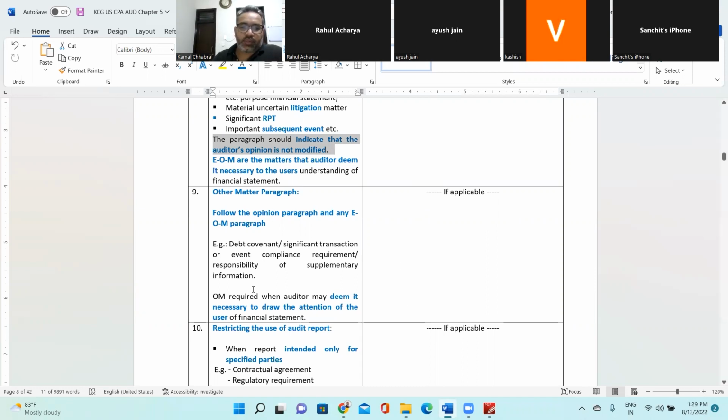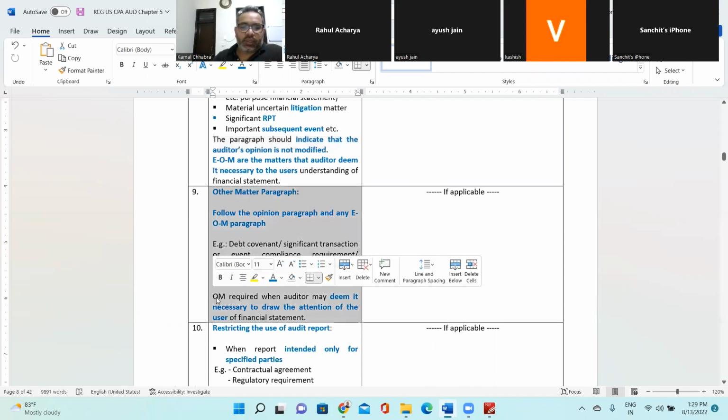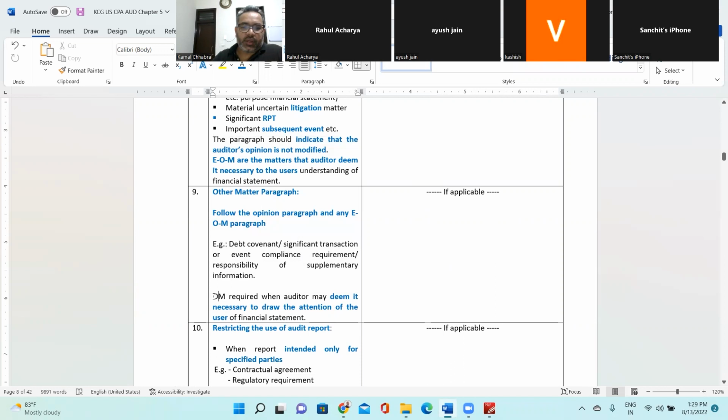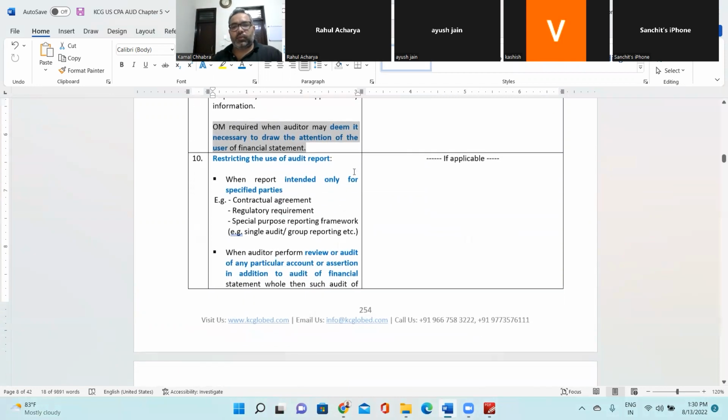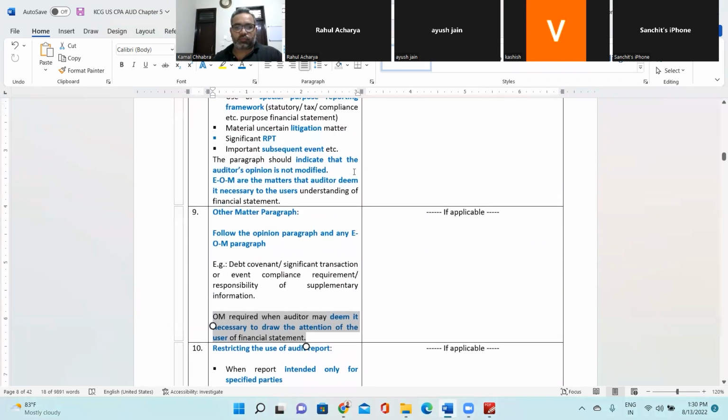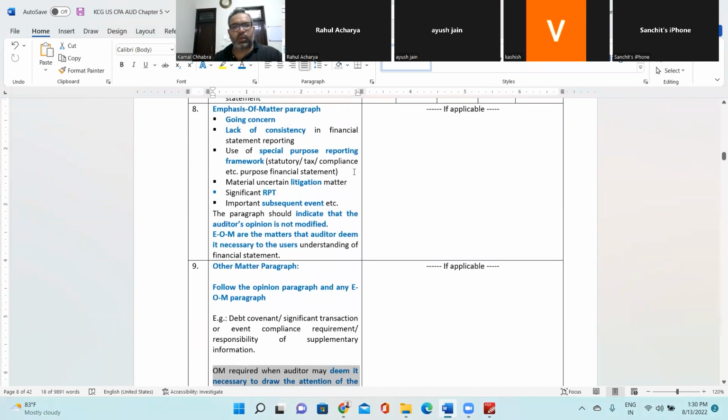Here also, if you see, the other matter paragraph is required when the auditor may deem it necessary to draw the attention of the users of the financial statements. It's not a qualification. So I think most of the things are covered in emphasis of matter only, EOM only.